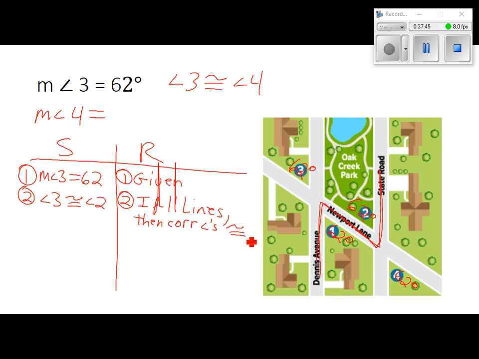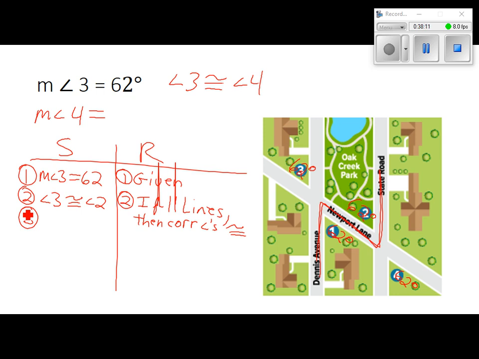Does that make sense? So you just use one of those 4 theorems and there's a reason. And then if we were to go on, what could we say about 2 and 4? They are vertical angles, so we'd say 2 and 4 are congruent because vertical angles are congruent, and then we could use substitution for the others.